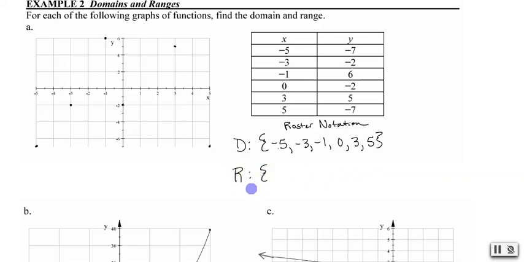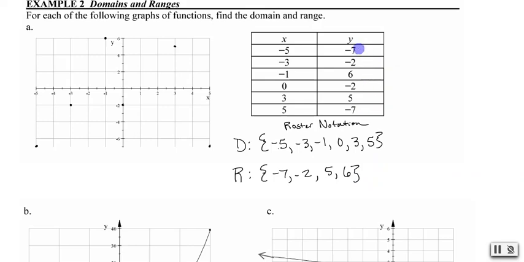So the range is done in a similar way. I'm going to set up a roster, but we're going from the bottommost y value, from the negative y's, all the way up through the highest y value. It looks like the lowest y value is a -7. The next y value would be a -2. The next y value is a 5, and then a 6. And you could have gotten that by looking at the table as well.